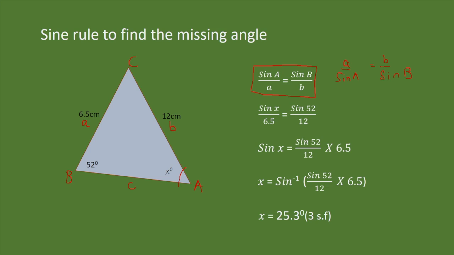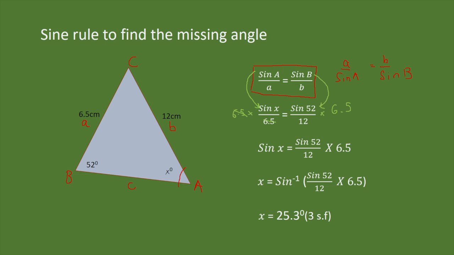Sine A, we know that we need to find, so it will remain as sine x. And a, we write 6.5 centimeters. And sine B, we have 52 degrees, which is sine 52. And b is equal to 12 centimeters. Now we make sine x the subject of the equation. I multiply both sides by 6.5, and then I cancel this. So I have sine x is equal to sine 52 over 12 times 6.5.